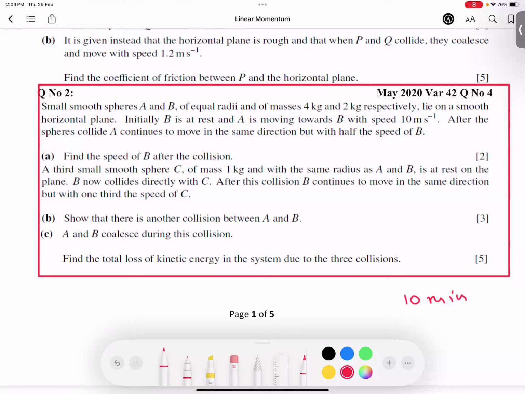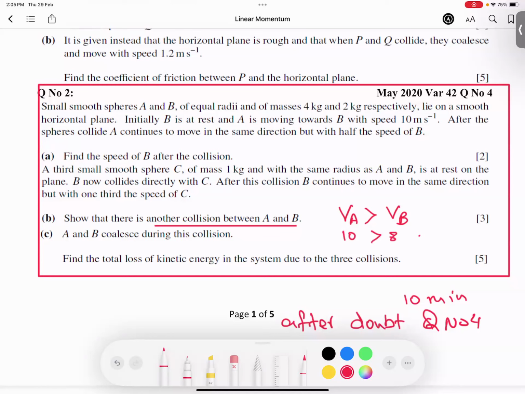I'm going to stop recording, and then I will discuss one doubt in the previous homework, question number 4, inshallah after this question. The first part I think is very easy, not very tough, inshallah. Part 2 I believe is easy too, but part 3 is another collision of A and B. Do you know how to prove it? If we prove that the velocity of A is bigger than the velocity of B, for example, A's speed is 10 and B's speed is 8. That is just an example.